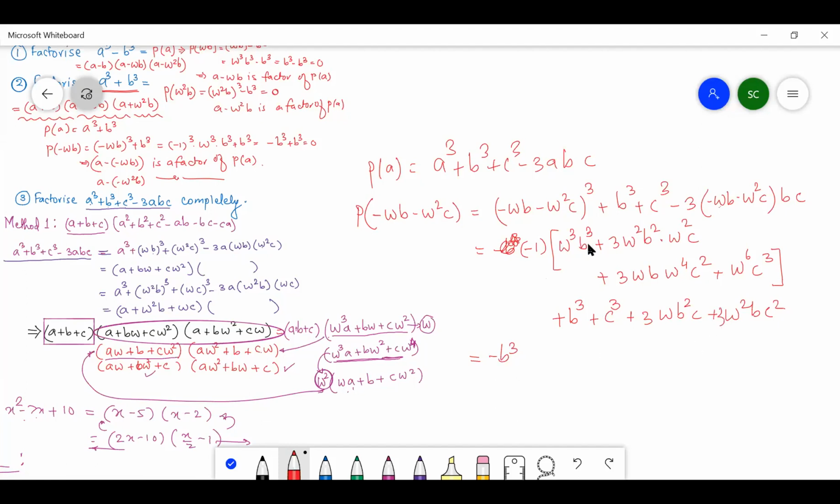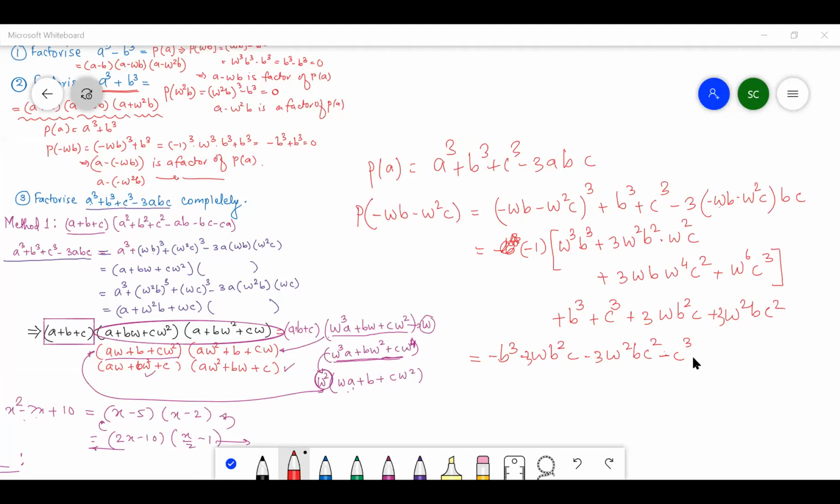Sir. b cube, then minus omega b square c, then this is minus 3 omega raised to 5 makes it omega square b c square, omega raised to 6 is 1, so minus c cube.